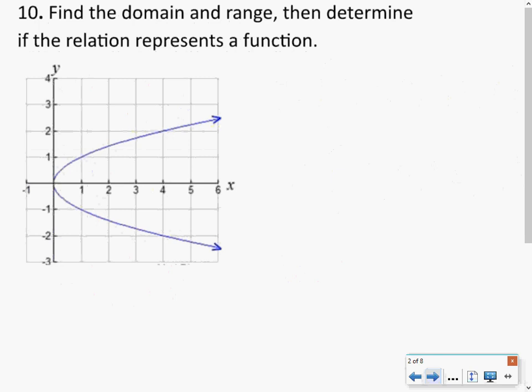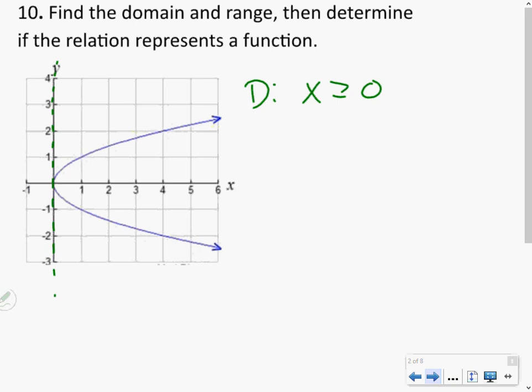Okay, here's another. Let's do domain, and now notice we have arrows on the right ends of this graph. So it's going forever to the right, but we have a leftmost x value of 0. So the domain is going to be x values greater than or equal to 0. Okay? Starts at 0 and goes to the right forever.